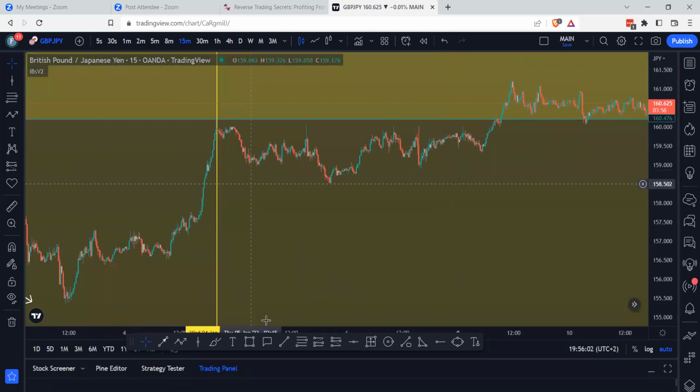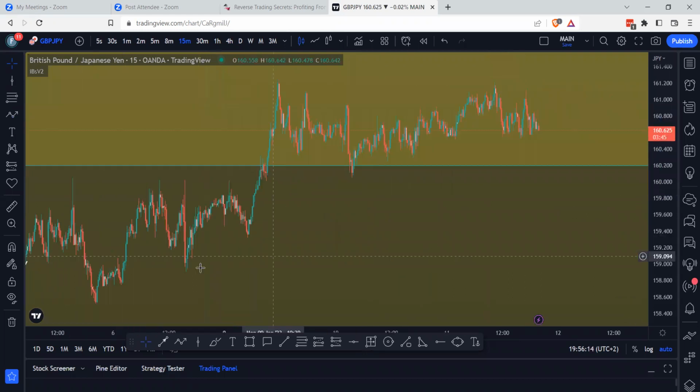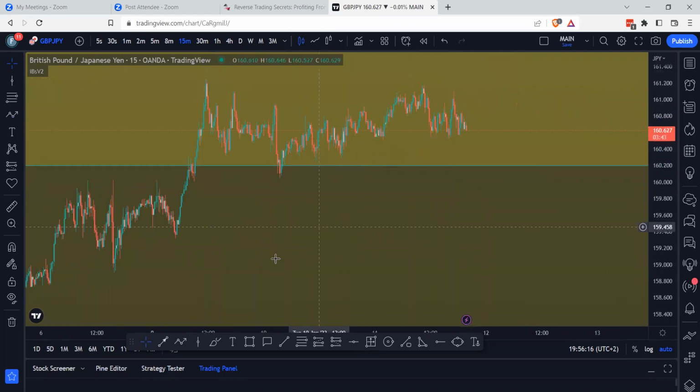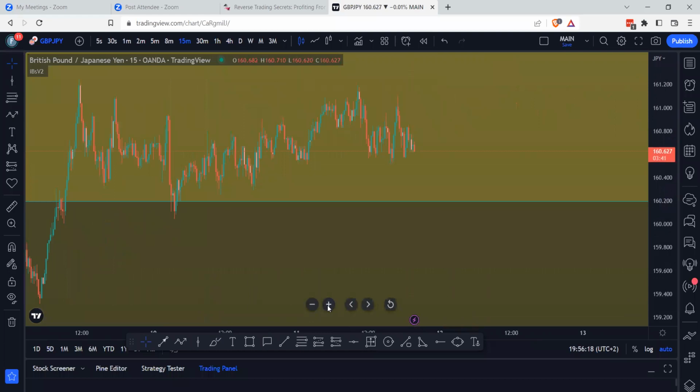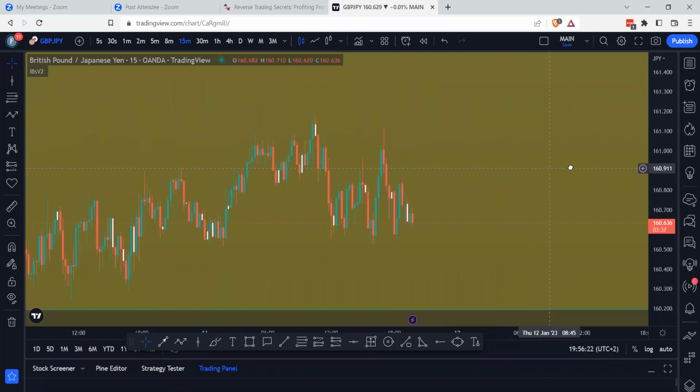So on 15 minutes, what can we see? We've seen a pattern like so. What do you do? You wait for price to come above the zone, and then you start looking for sell setups. This is where price is currently, so we are right to start looking for sell opportunities.